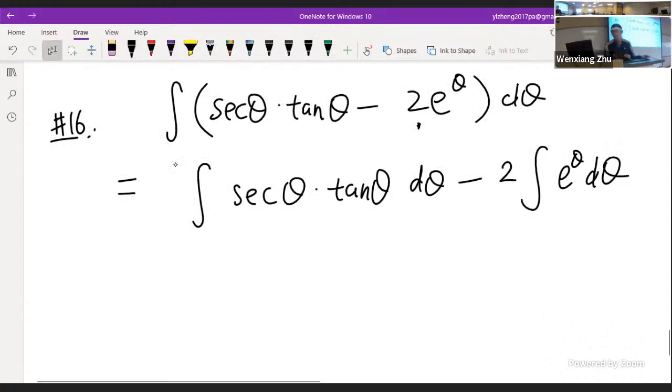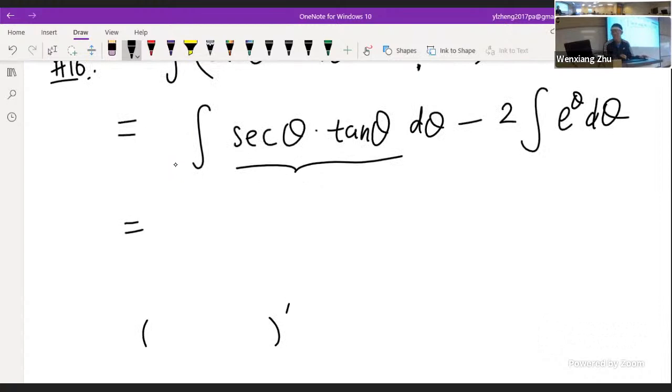Okay. Now here, it just depends on how familiar you are with the differentiation rule. Think about which function, if you take the derivative, you will get secant theta tangent theta.